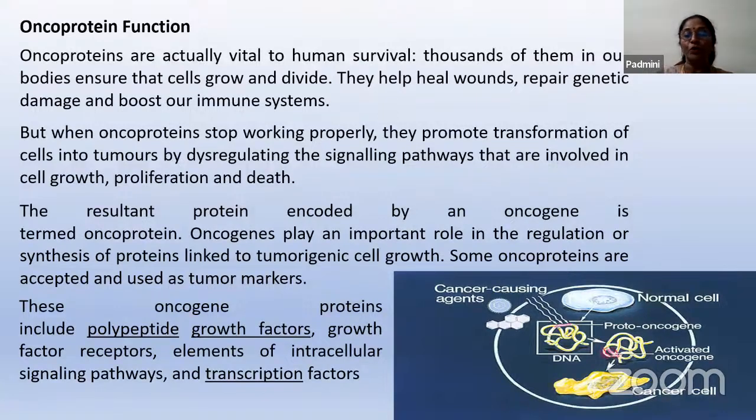The resultant protein encoded by an oncogene is termed an oncoprotein, and it plays an important role in regulation of synthesis of protein linked to tumorigenic cell growth. And some oncoproteins are accepted as tumor markers. So if you want to find out if a person is suffering from different types of tumors, then you have these tumor markers, which are called polypeptide growth factors, growth factor receptors, elements of intracellular signaling pathways, and transcription pathways. So all these proteins become tumor markers. If you get a positive result from that, then definitely we can say that a person is suffering from some type of cancer.